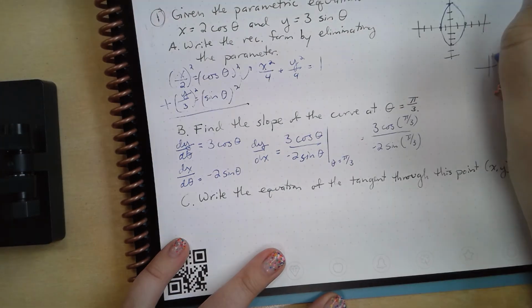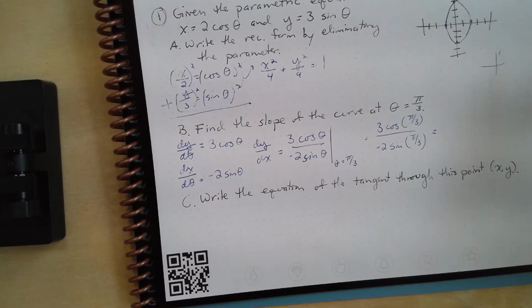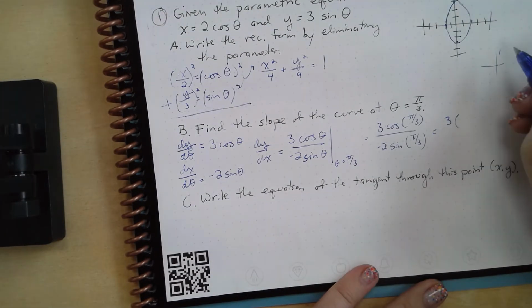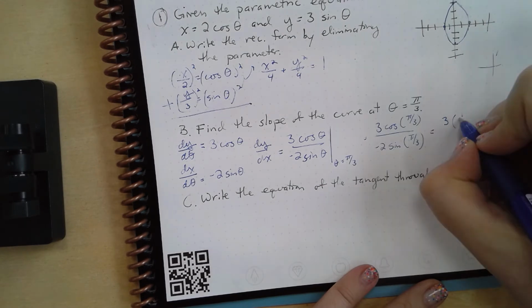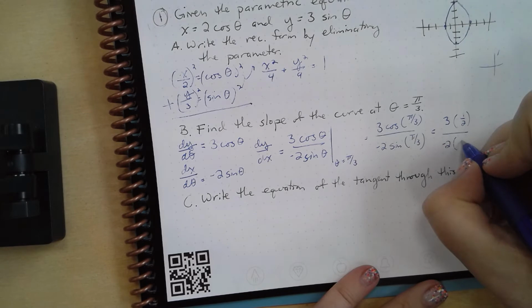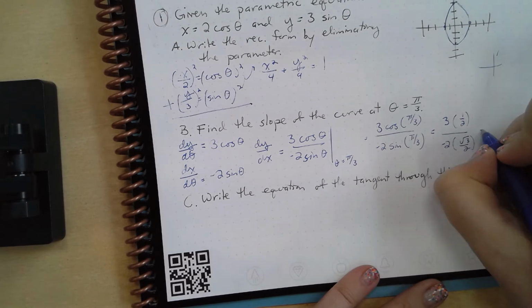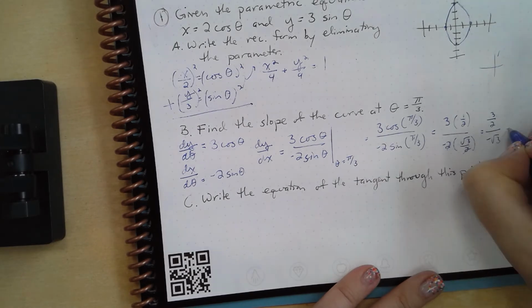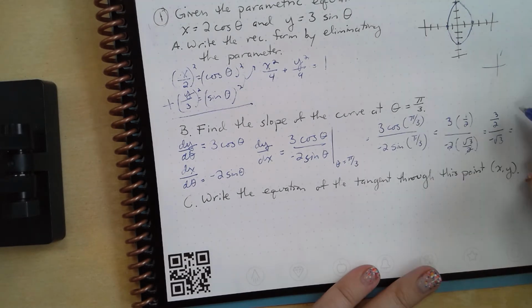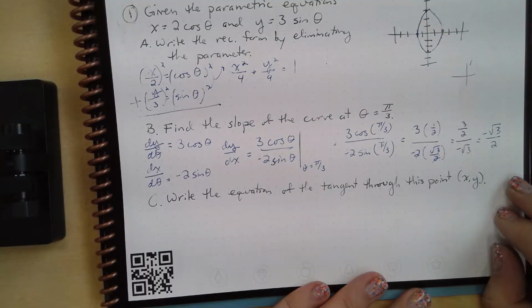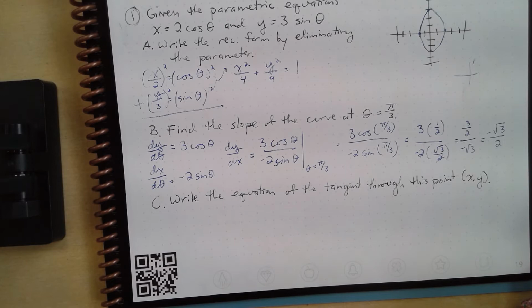So that's going to be 3 times our cosine is just going to be 1/2 over negative 2 times radical 3 over 2. Can do some math here. So I end up getting negative radical 3 over 2. Okay, cool. And then we can actually write the equation of the tangent line through this point.